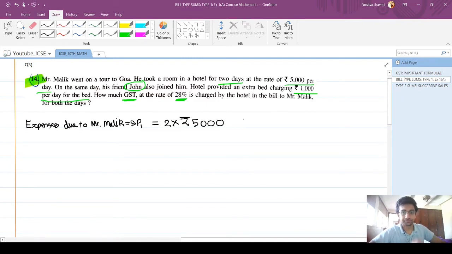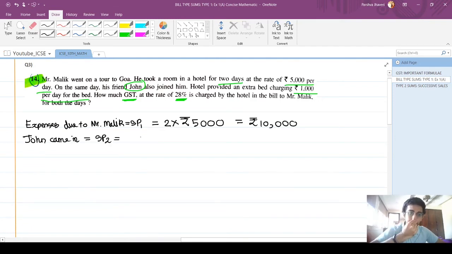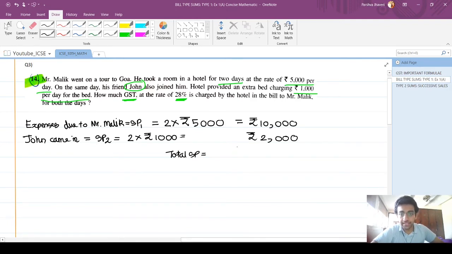He took a room in a hotel for 2 days, and for one bed it was 5,000, right? So for Mr. Malik's bed arrangements, it was 10,000. Now, expenses due to John. John came in, and that became an extra expense. So SP2. John also stayed for 2 days, and his bed was 1,000 a day. So 2 into 1,000 is equal to rupees 2,000. Now, total SP is basically summation of these two, or you add these two, you will get rupees 12,000.